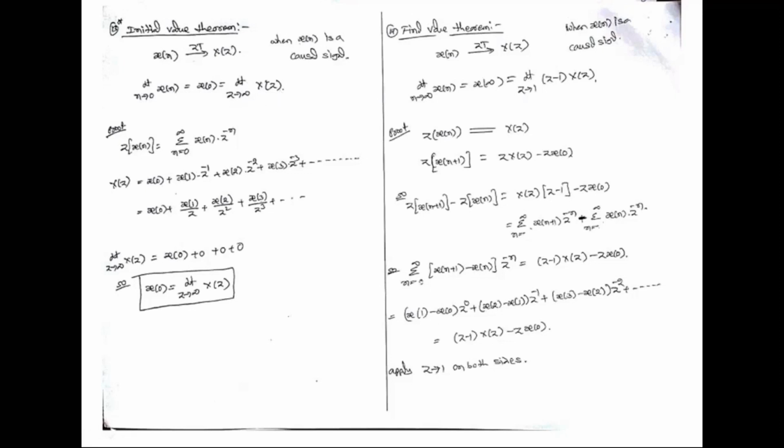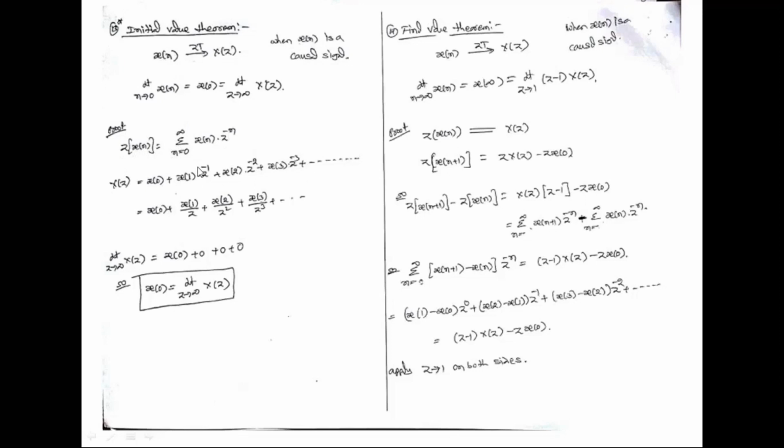But here, to prove the initial value theorem, you can write it using the definition of the Z transformation, but the unilateral Z transformation, not the bilateral Z transformation, to prove the initial value theorem and the final value theorem. See, what is the initial value theorem? The statement is: x of n, the Z transformation is x of z, when x of n is a causal signal, meaning right sided. The Z transformation of x of n is the sum of n is equal to 0 to infinite x of n z power minus n.